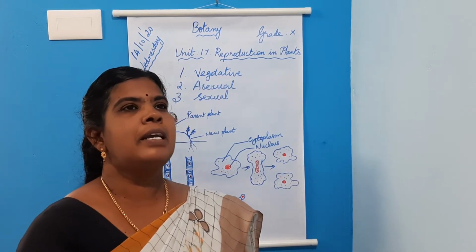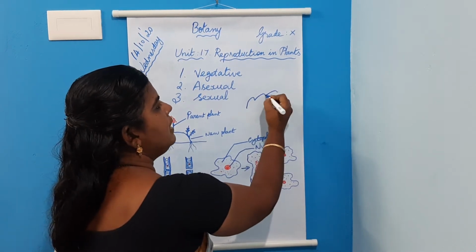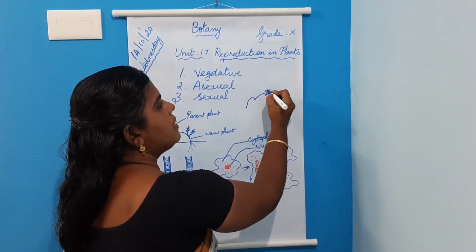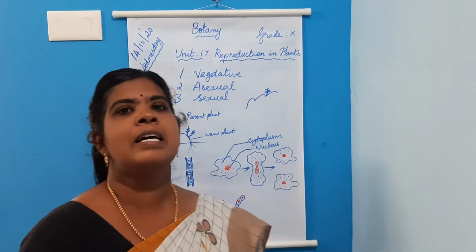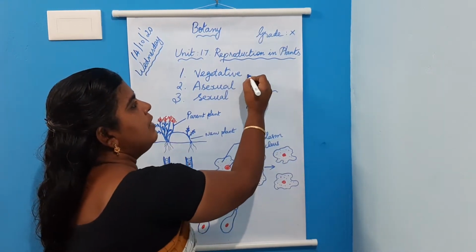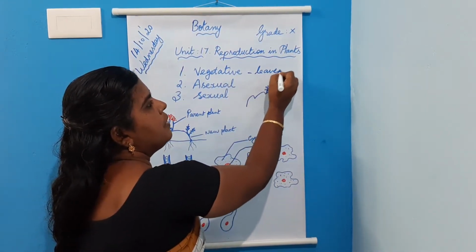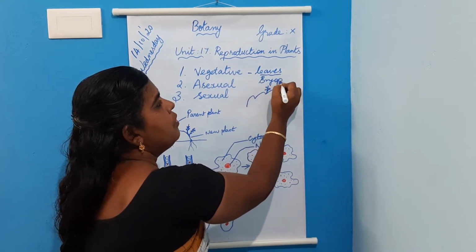For example, in bryophyllum leaves, the margin of the leaf produces the young plant. The leaf margin or the notches of the leaves produce the young plant. So plants which are propagated by leaves, example bryophyllum.